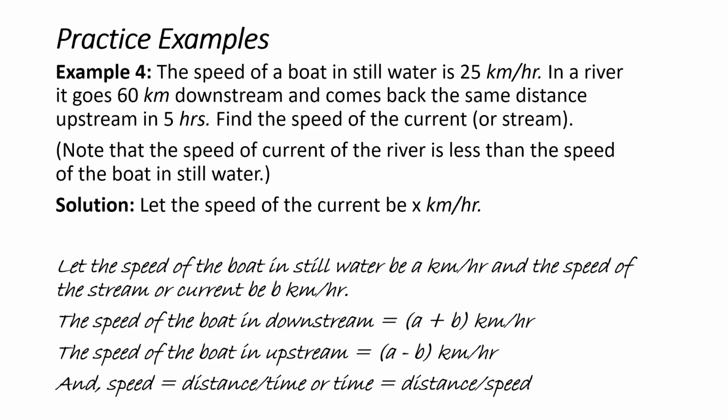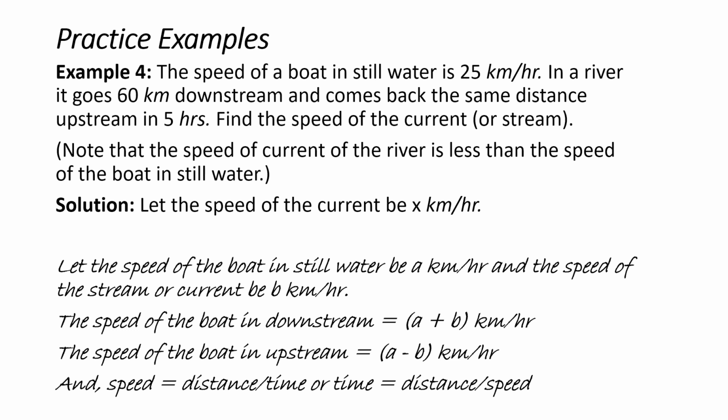Example 4. Now this is a typical kind of example. If you remember, in linear equations also this type of example was solved. In quadratic equations also you have these types of examples. The speed of a boat in still water is 25 kilometers per hour. In a river it goes 60 kilometers downstream and comes back the same distance upstream in total 5 hours. Find the speed of the current or stream.